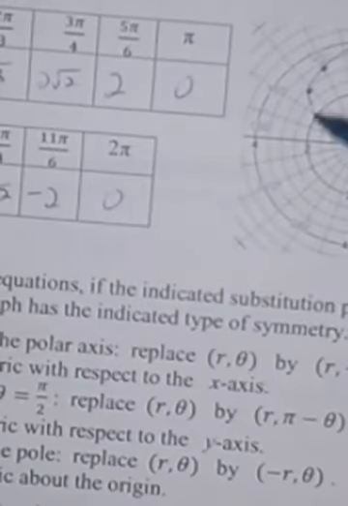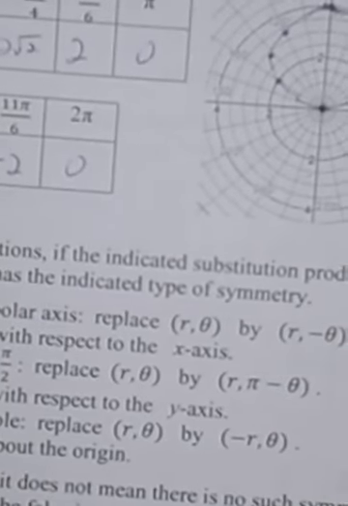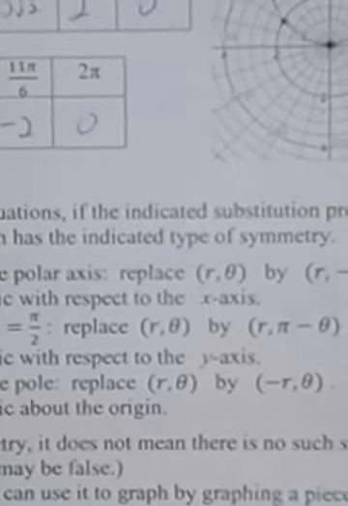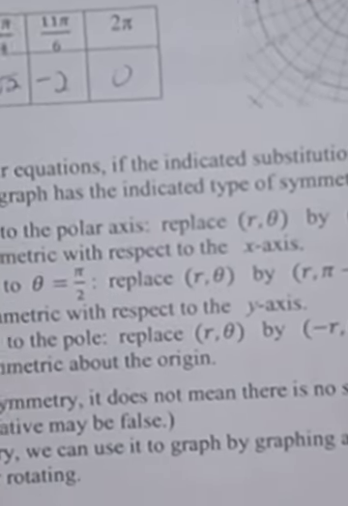So that means if it's symmetric about the y-axis, I can just graph on this half, from pi over 2 to 3 pi over 2, and then just reflect that across the y-axis. I'm going to stop here, so we know it's symmetric about the y-axis, and then pick up on the next part, part 2 of section 8.2.